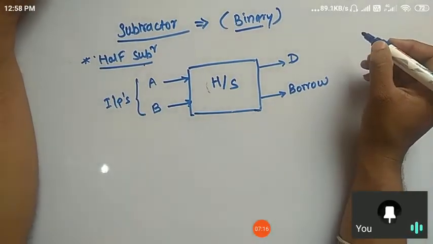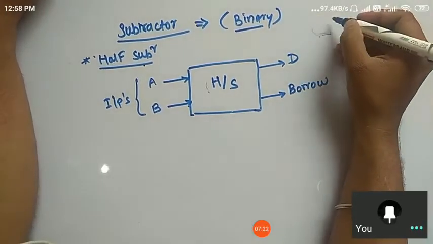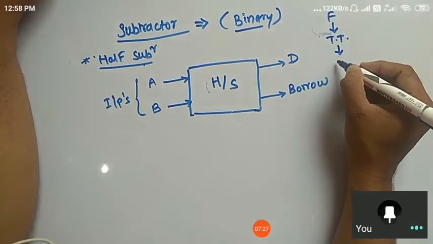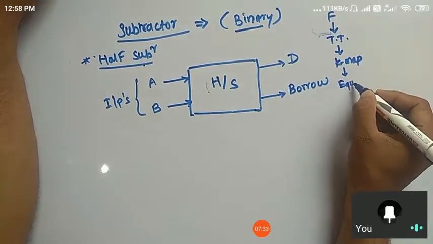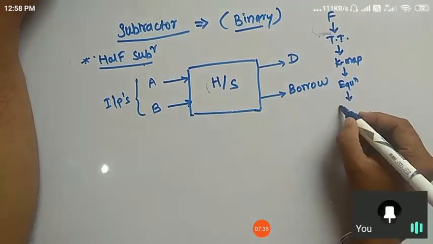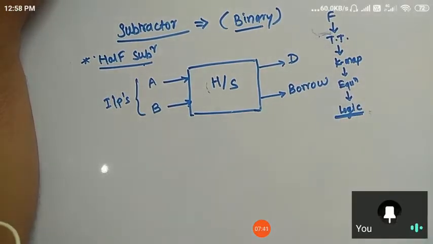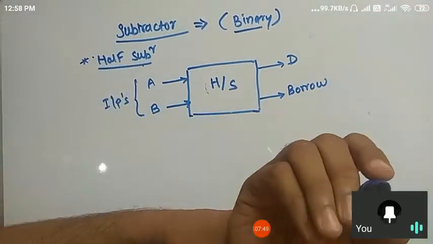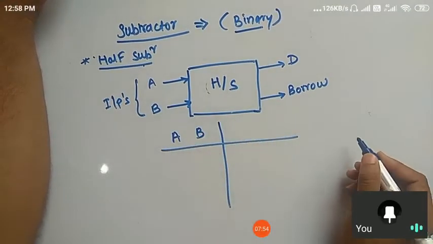Now obviously we know that we have to design these logic circuits, and we know the sequence. From the function we go to the truth table, from the truth table we go to the K-map, from the K-map we find the Boolean equations of the functions, and from that we implement the logic circuit. So we are here. Now we have to go for the truth table. How many inputs are there? 2, that is A and B.